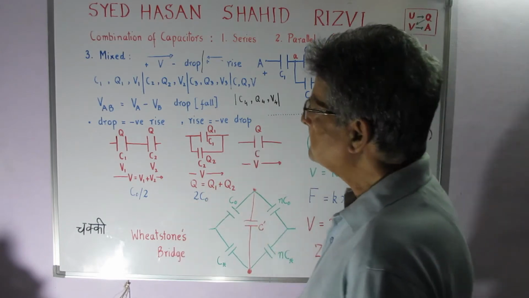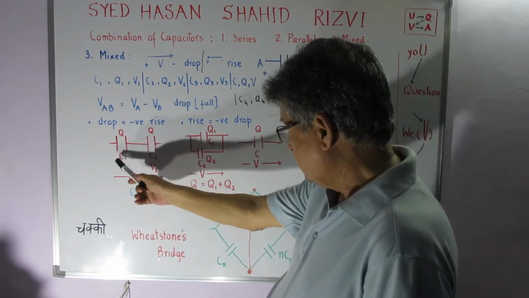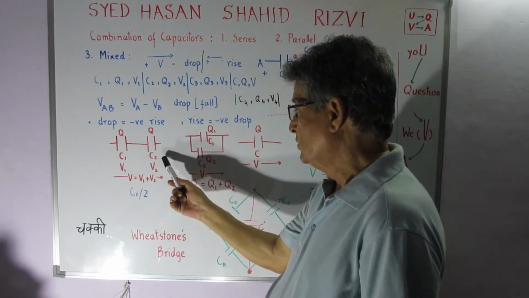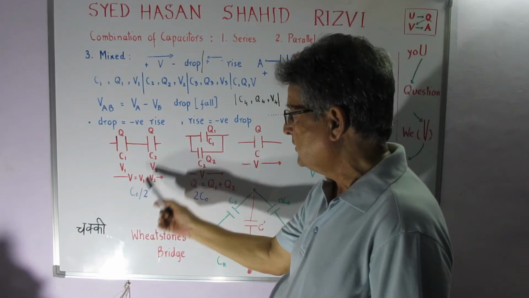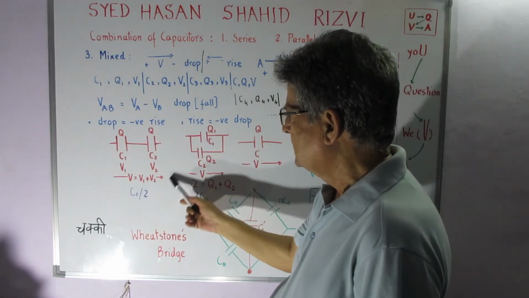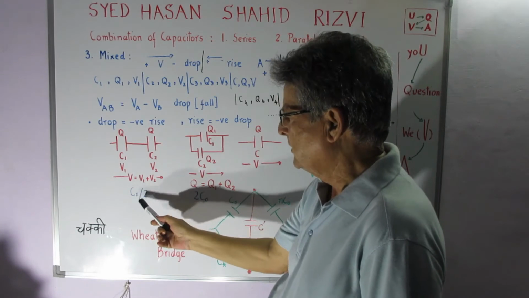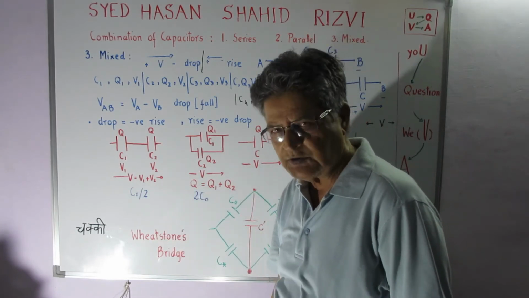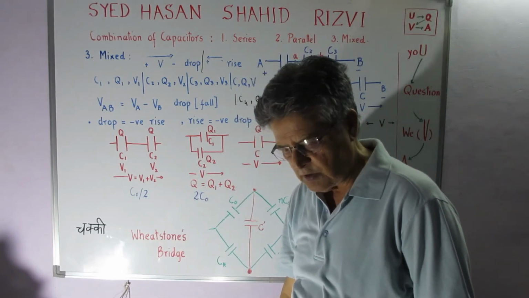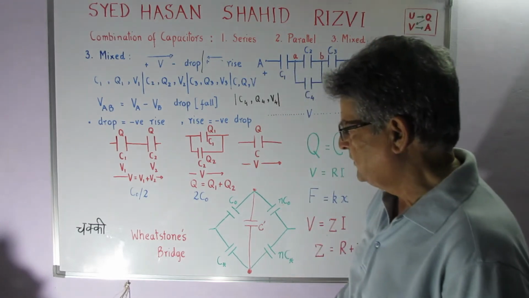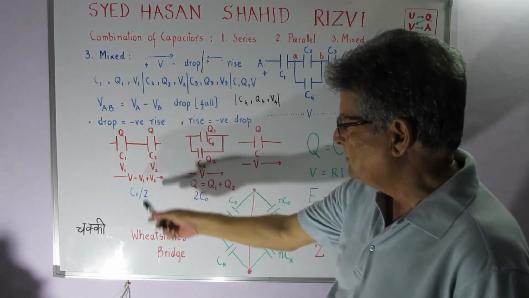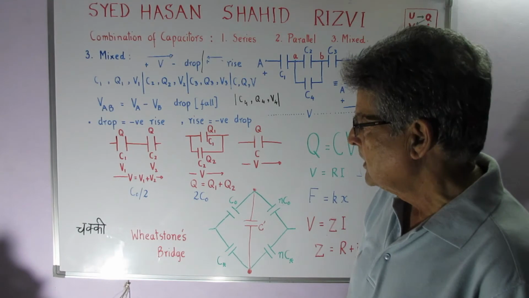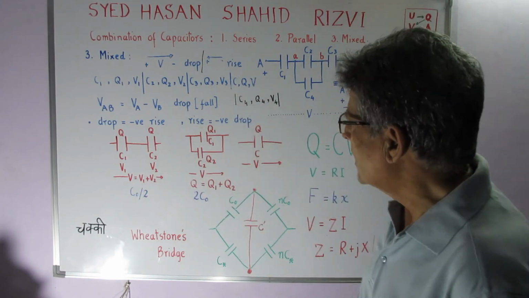So this is why, if the value of C1 is equal to the value of C2 is equal to C0, then the net capacitance, you can see, will become equal to C0 by 2. That means the equivalent capacitance will get halved. If there are 5 of them, then C0 by 5. N of them, C0 by N. Okay, no problem.